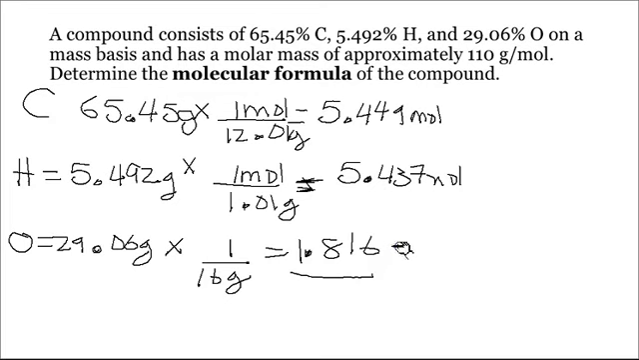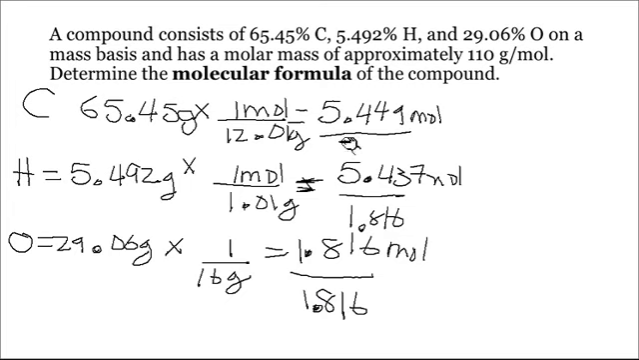Once again, I'm going to divide these by the least number of moles. So it's going to be 1.816 divided by 1.816 divided by 1.816. So again, all I'm doing is dividing by the element that had the least number of moles. And that will give me my mole ratio. So what that will give me is the carbon ratio will be 3, hydrogen will also be 3, it'll be 2.994 and I'll round up, and oxygen will be 1.